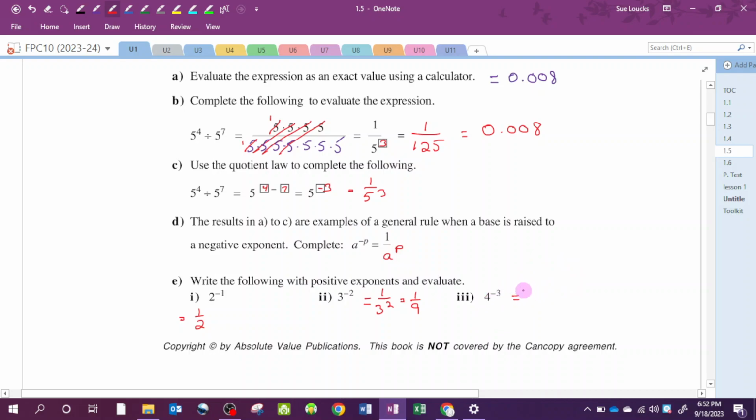Okay. All right, and then this is 4 to the negative 3, which is going to be 1 over 4 cubed, and 4 cubed is 64. So that's 1 over 64. All right, that's one page down, 1.5 to go. No, 2 more to go. All right, next page.